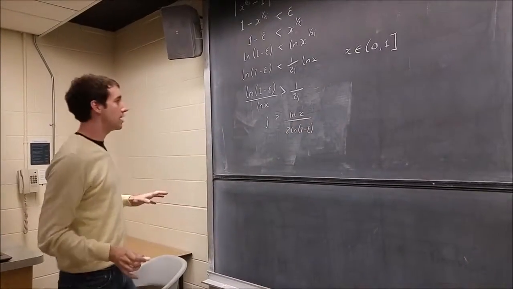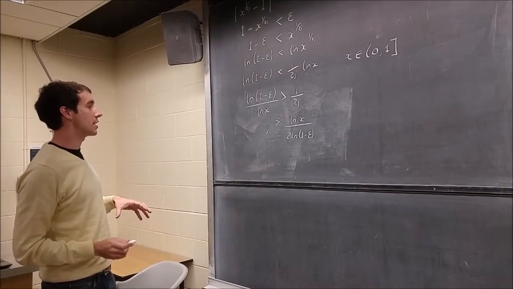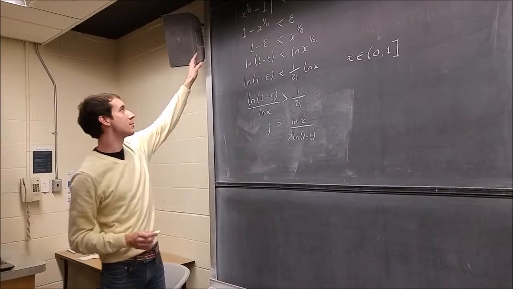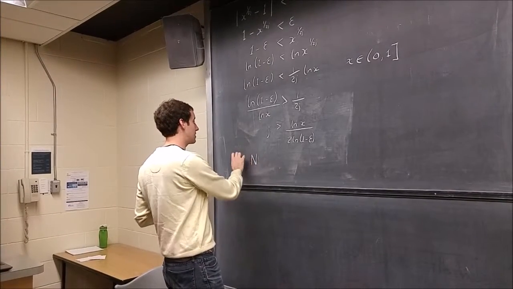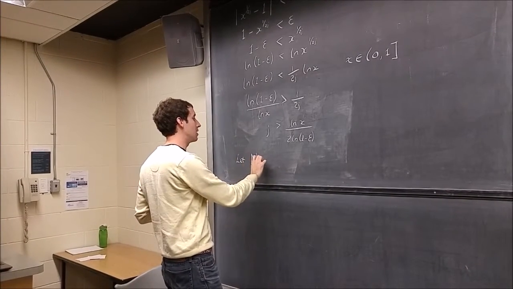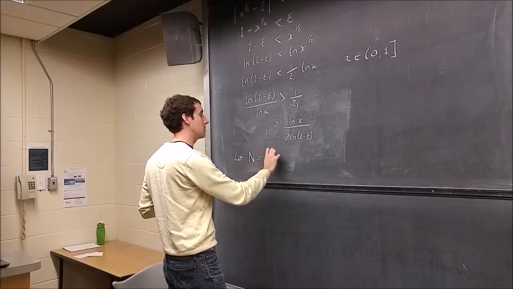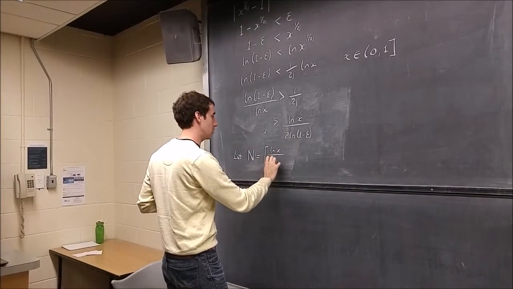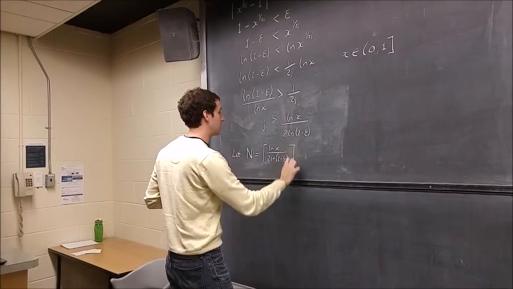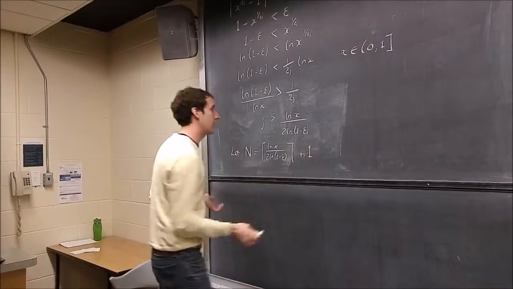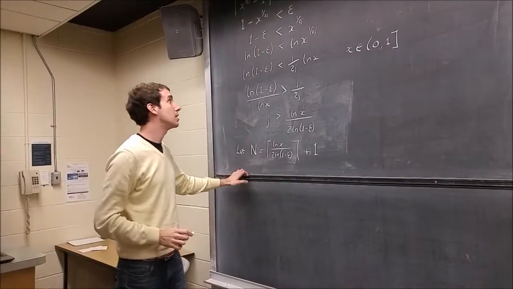So if we take any j greater than or equal to this particular value of j, then the original inequality will be true. So we can just simply, to make it an integer, say let n equal the ceiling of ln x over 2 ln 1 minus epsilon, and then just add 1 to be sure. And then that should satisfy the original equation.